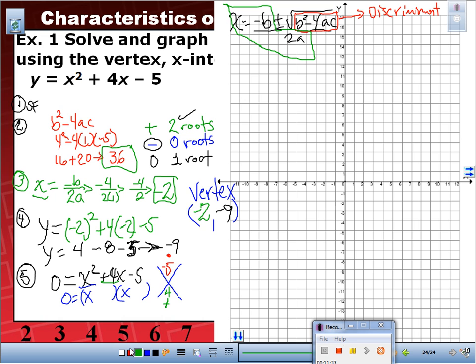So factors of 5 that add up or subtract to 4 are negative 1 and positive 5. So this is x minus 1, x plus 5. And then we write our 2 equations and solve. Is that correct? So I'm going to write x minus 1 equal to 0, x plus 5 equal to 0. And let's solve.